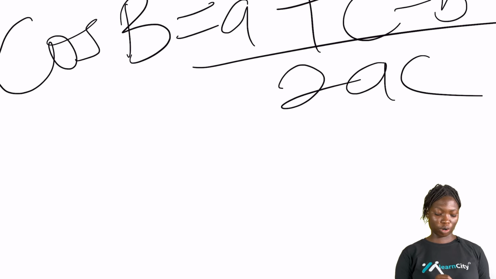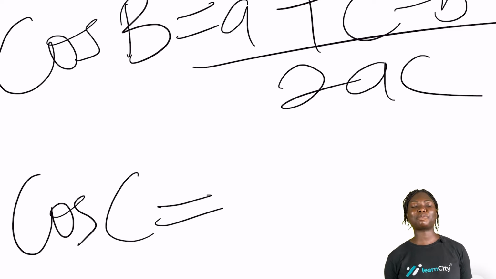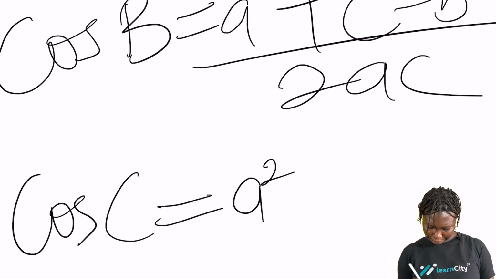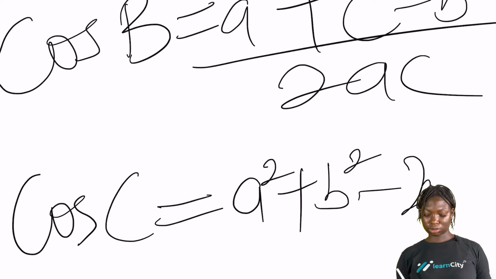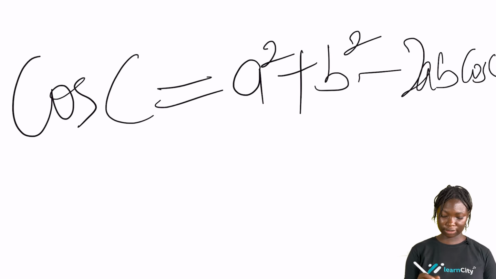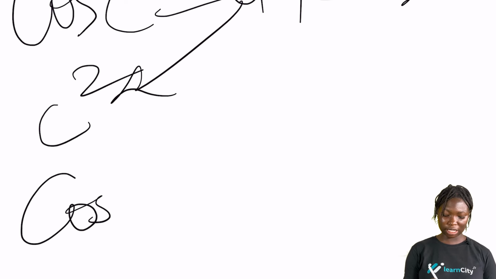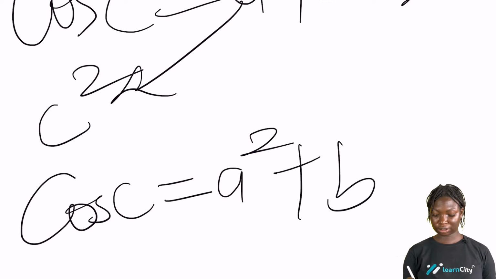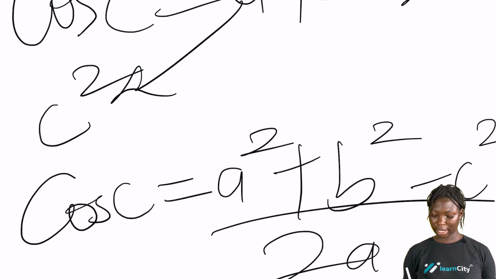And lastly, for cos C, we have C squared equals A squared plus B squared minus 2AB cos C. So we have our cos C eventually to be A squared plus B squared minus C squared over 2AB.